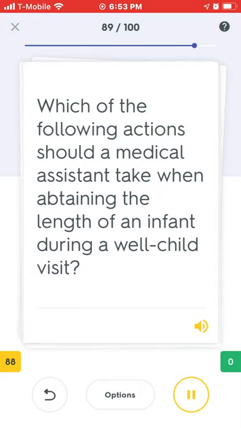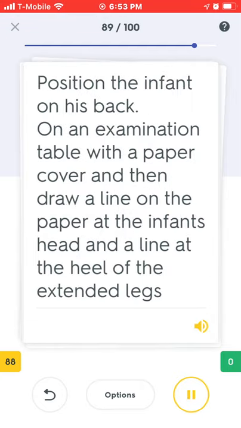Which of the following actions should a medical assistant take when ascertaining the length of an infant during a well-child visit? Position the infant on his back on an examination table with a paper cover and then draw a line on the paper at the infant's head and a line at the heel of the extended legs.